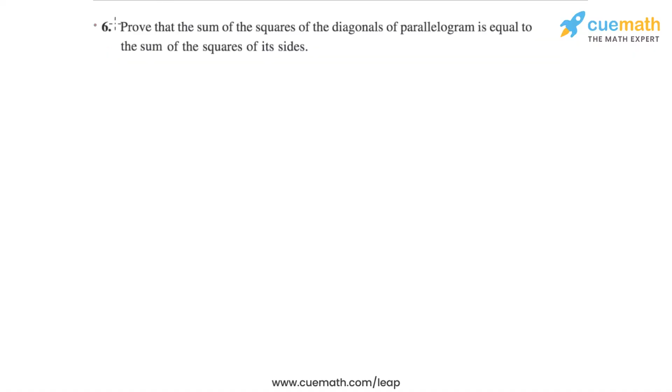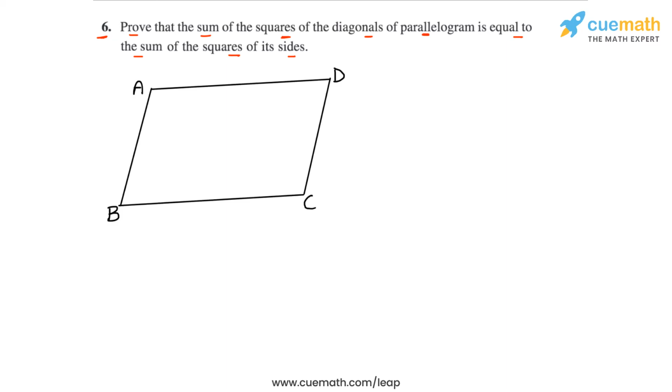Question 6 of this exercise says, prove that the sum of the squares of the diagonals of a parallelogram is equal to the sum of the squares of its sides. So let's draw a figure to understand this problem statement. So here's a parallelogram ABCD that I have drawn, and let's also draw the diagonals of this parallelogram. So one diagonal is AC and the other diagonal is BD.